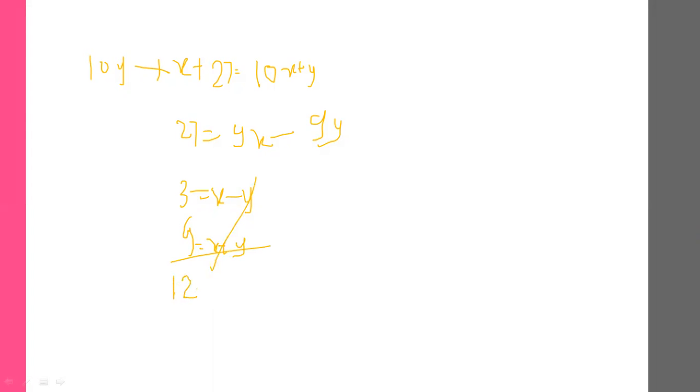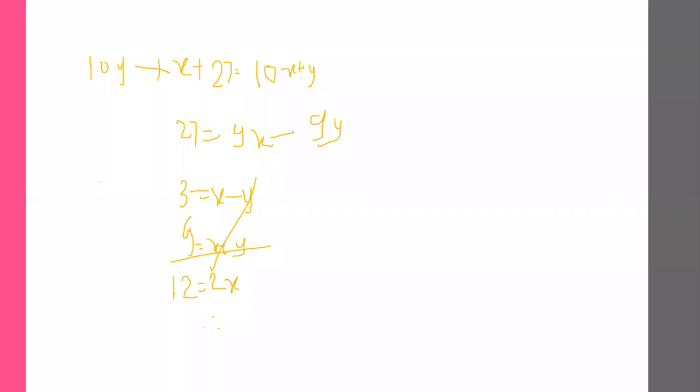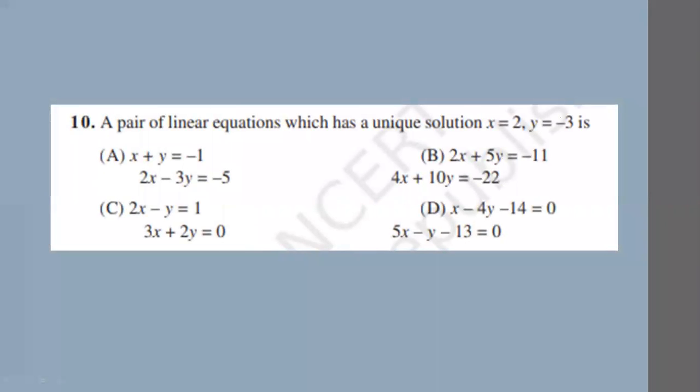Y will get cancelled. 12 equal to 2x. Therefore x equal to 6. So unit digit should be 6, and as sum is 9, so 9 minus 6 should be the tens digit, which is 3. So this is 36. So I hope you are understanding this.